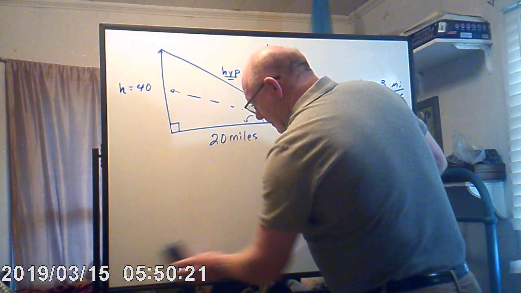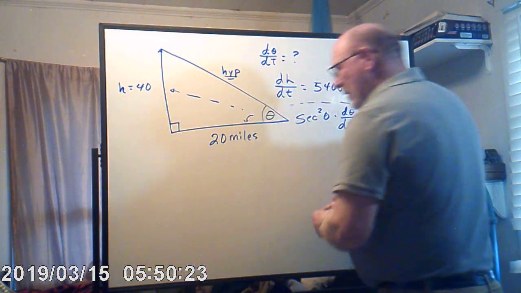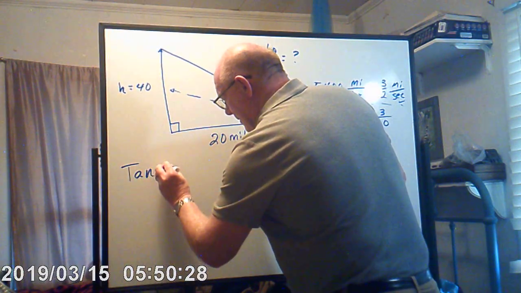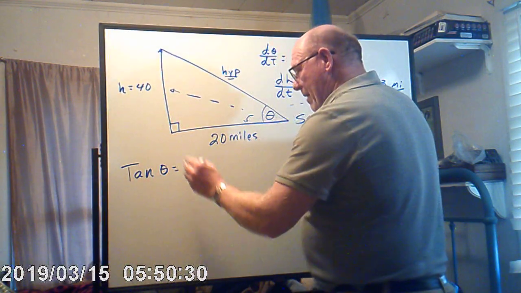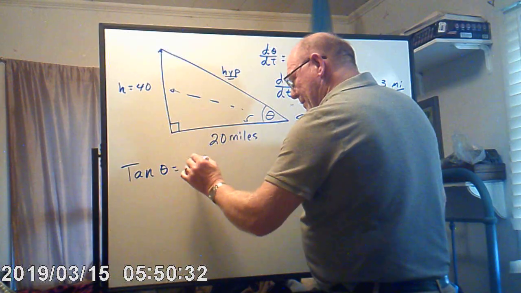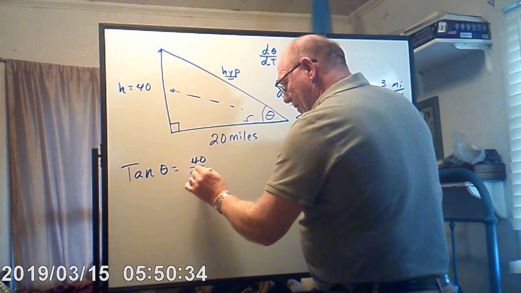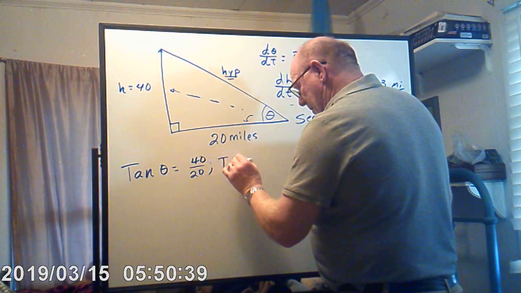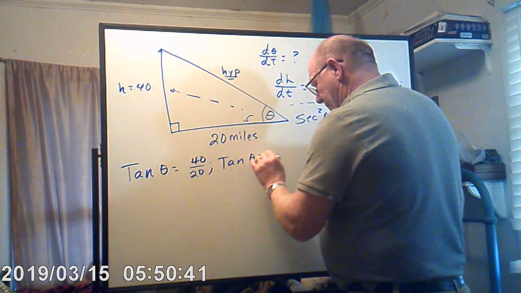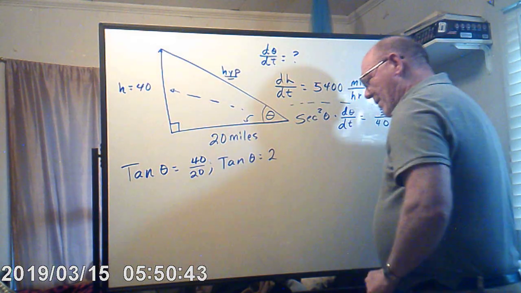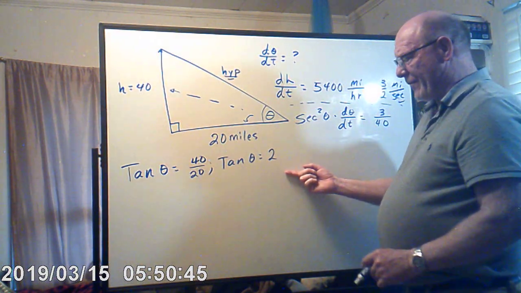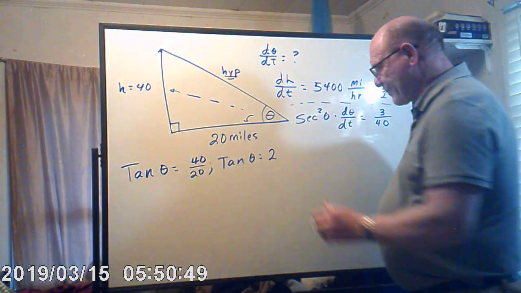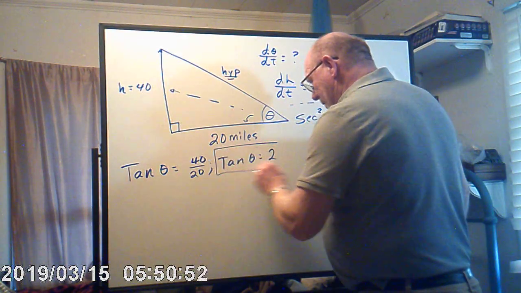Alright, there we go. Now tangent of theta, and I'm going to show you why I'm doing this. Opposite over adjacent, 40 over 20, tangent of theta. Now, that's important. 40 over 20 is 2, we know that, right? That's important.